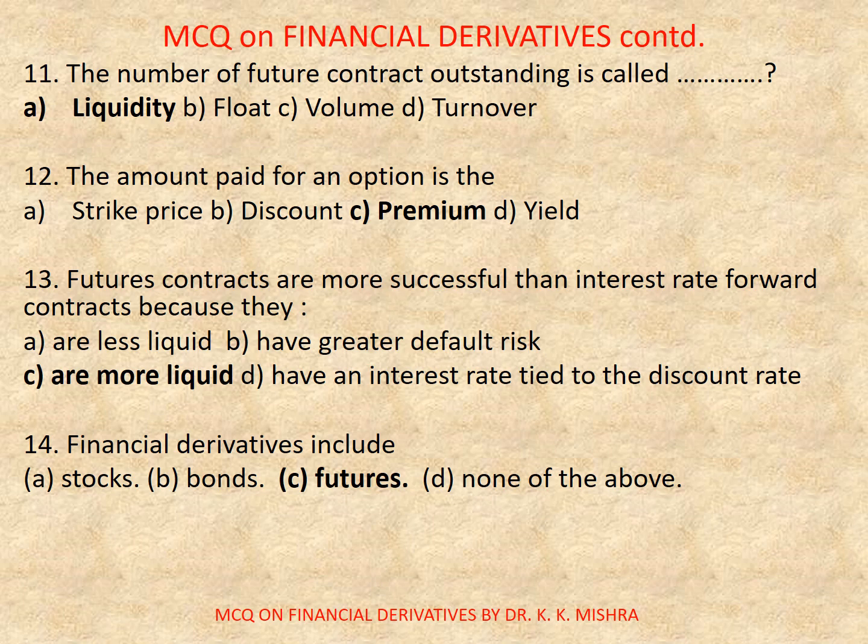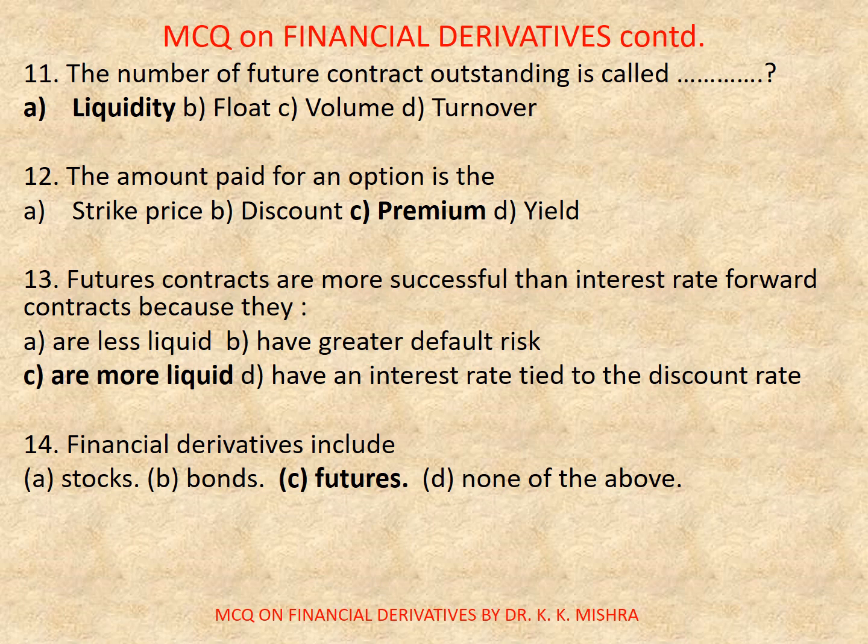Now question number 11. The number of future contracts outstanding is called. Options are A. Liquidity, B. Float, C. Volume, D. Turnover. Correct option is A. Liquidity.